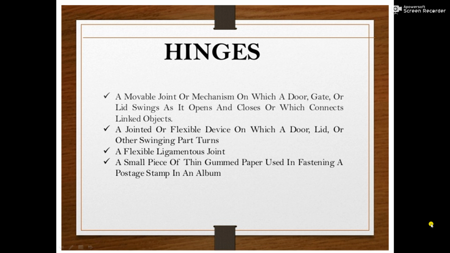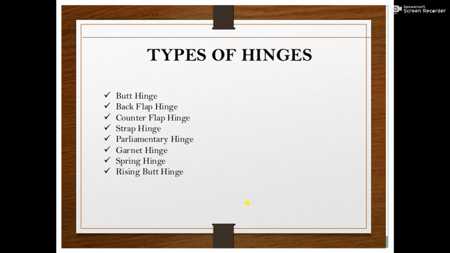So the hinge is nothing but a movable joint which is provided to fix the door, gate or any other type of door or window to the door shutter or the frame. So this is the movable joint which is provided. It is a flexible device on which a door, lid or the other swinging parts turns. So these hinges help the door to open or close depending on the situation.